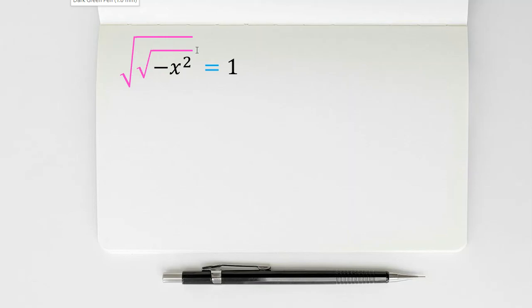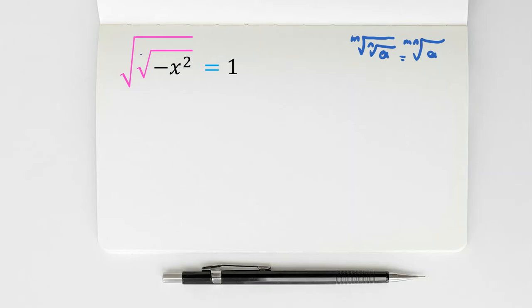Square root of negative x squared is 1. We want to find what x is. So let me tell you one rule that you should know: the mth root of the nth root of a is equal to the (m times n)th root of a.